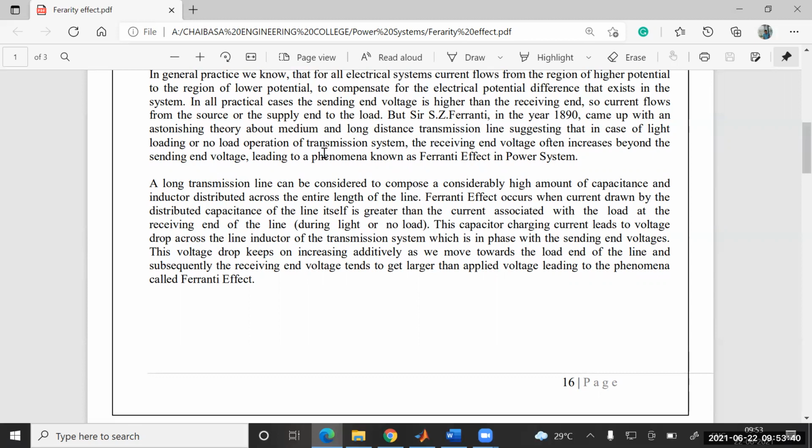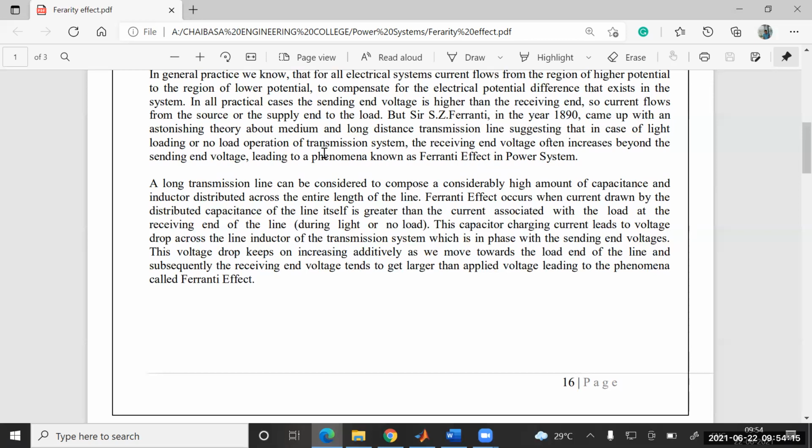A long transmission line can be considered to have a considerably high amount of capacitance and inductance distributed across the entire length of the line. The Ferranti effect occurs when the current drawn by the distributed capacitance of the line itself is greater than the current associated with the load at the receiving end of the line. Generally, we will consider light load and no load conditions only.